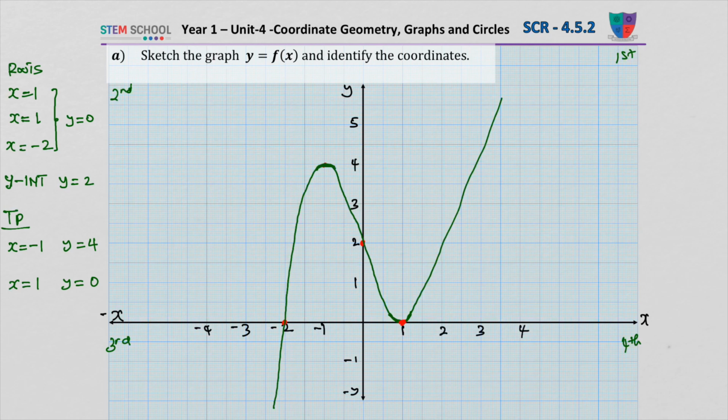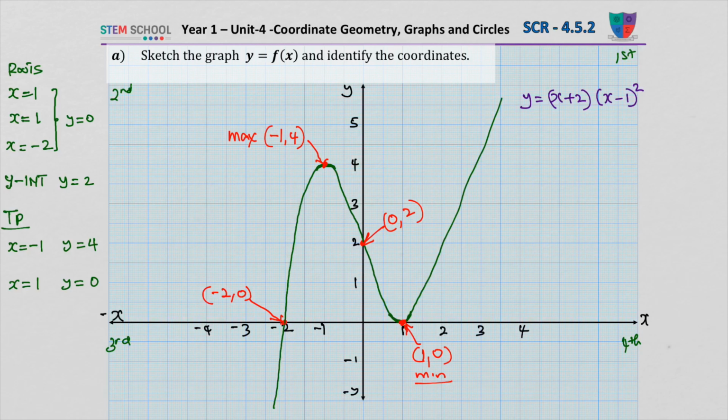So at the point here, this is the equal roots and also the minimum. And the coordinate here is 1, 0. So that's the minimum and equal roots as well. This is the maximum, and the coordinate is minus 1, 4. And this is the other root, minus 2, 0. The intercept on the y-axis, 0, 2. And this is the curve that we just sketched.